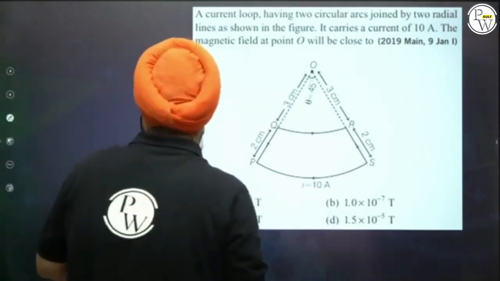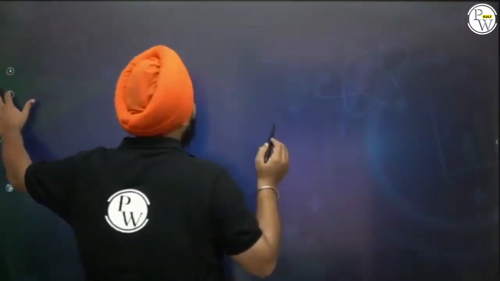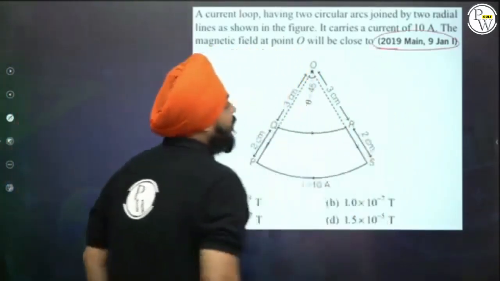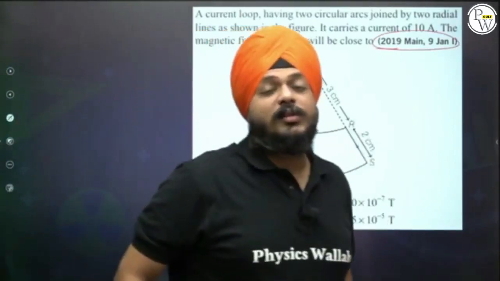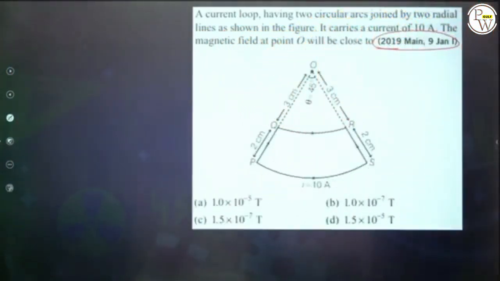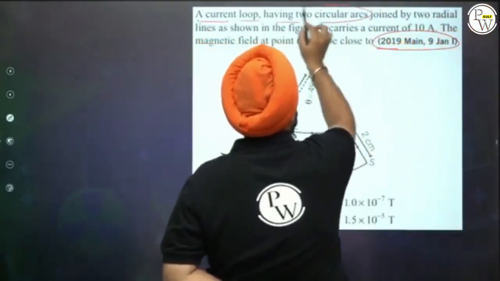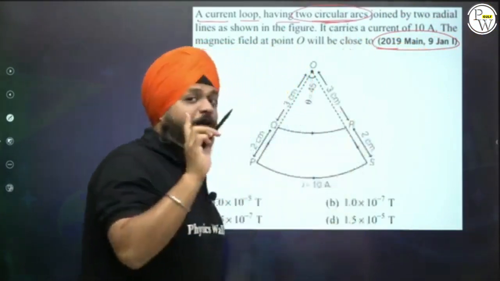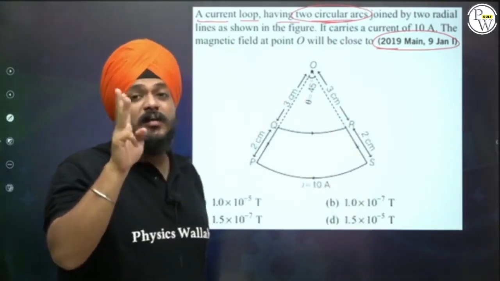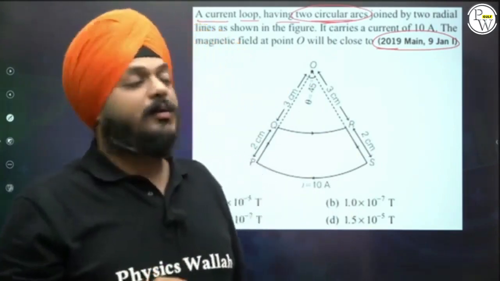Okay, again another application of the Biot-Savart's law came. The previous question was asked in 2019, 12 April, and here also 2019, 9 January, second, the first phase of the 2019 mains examination. This is also one of the applications of the Biot-Savart's law, the current loop having two circular arcs. This type of question we have seen. You can just check out the third lecture, the third presentation of this chapter, which is the Biot-Savart's law.